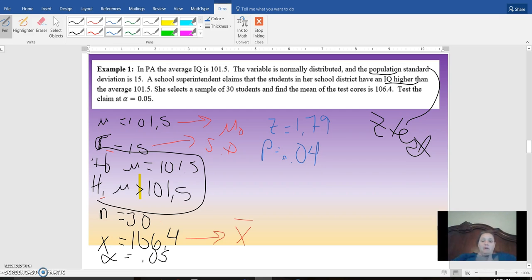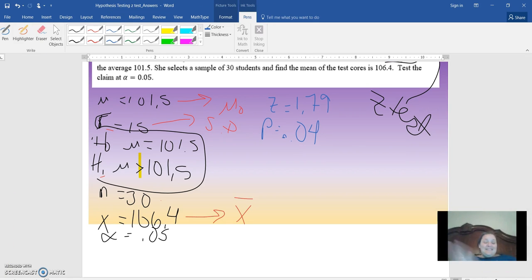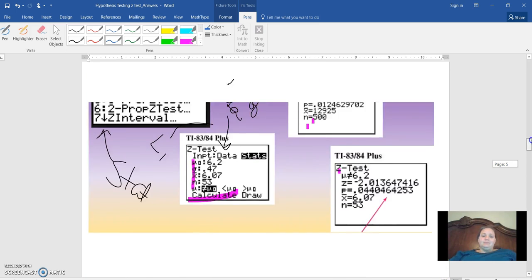Okay, and so we're using the z-chart. Let's hang on one second. Okay, sorry, I was doing this problem and I realized I didn't tell you something kind of important. All right, I want to pause this problem because I forgot to tell you something kind of important.